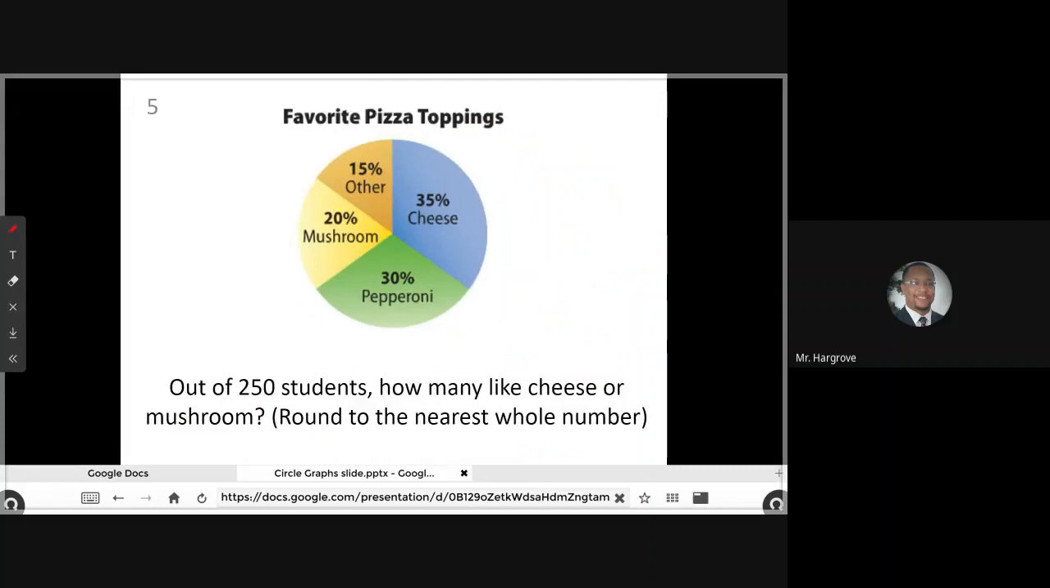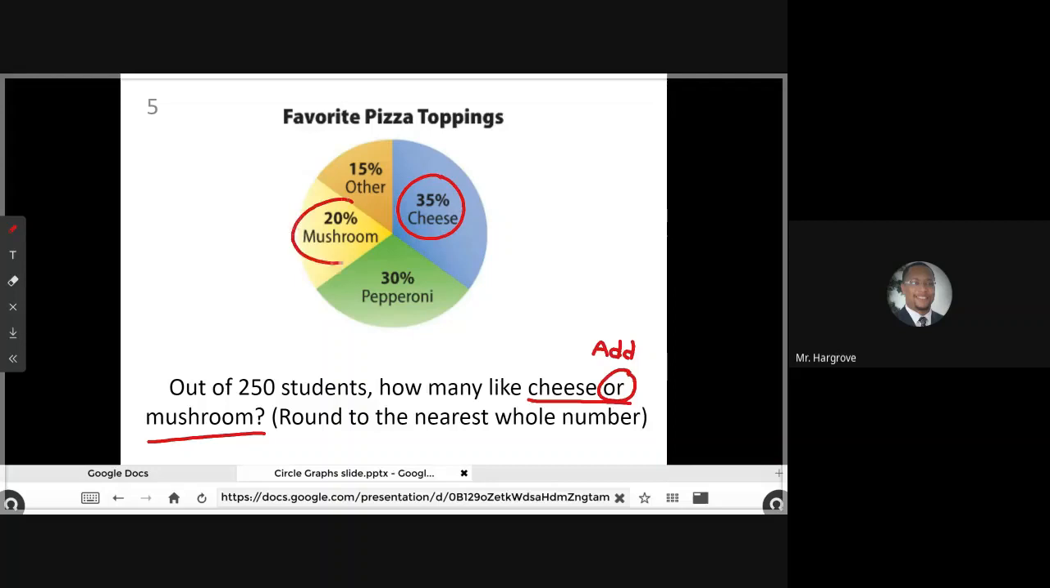Let's move on to the next question. It says, out of 250 students, how many like cheese or mushroom? So cheese or mushroom, and we're going to round our answer to the nearest whole number. Anytime you see that word or in problems like this, you want to add, because it's saying that cheese or mushroom, I'm happy with any outcome as long as it's cheese or mushroom. So I want to add the percentages of cheese and mushroom together.